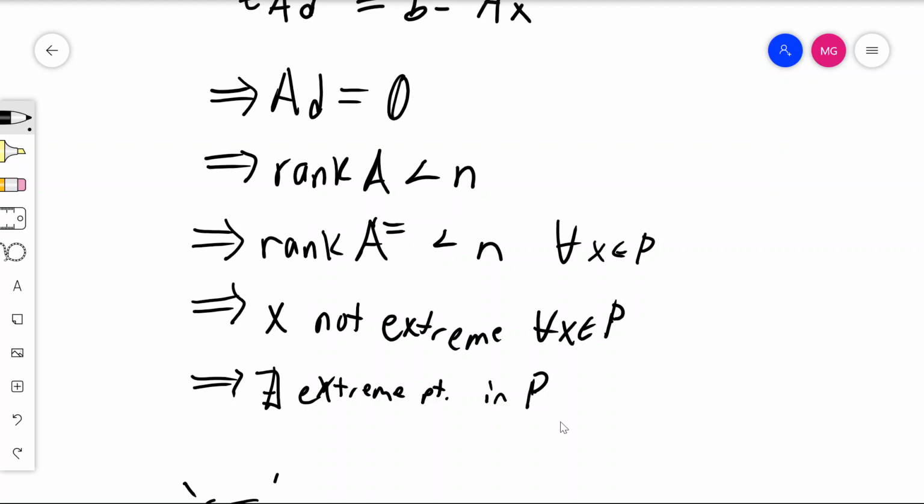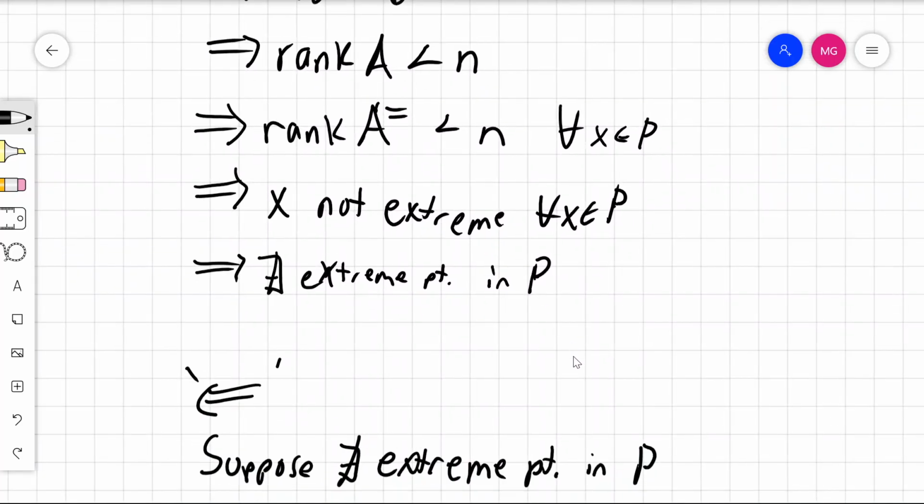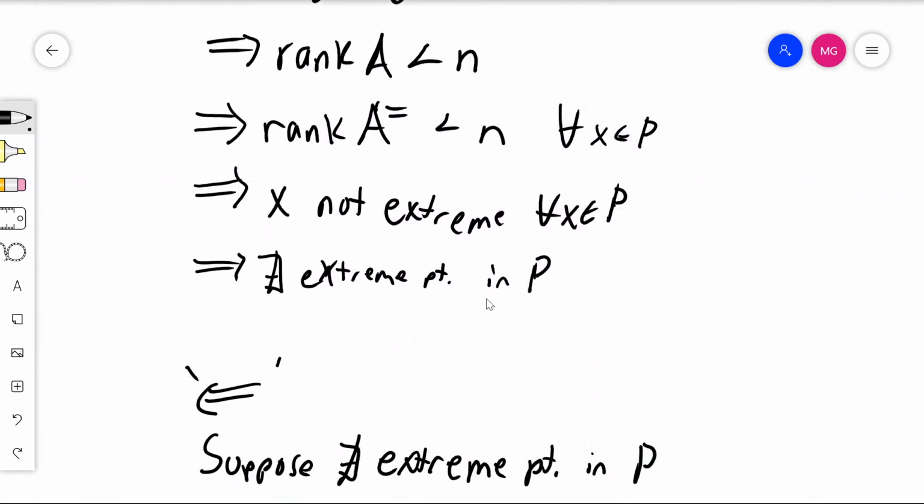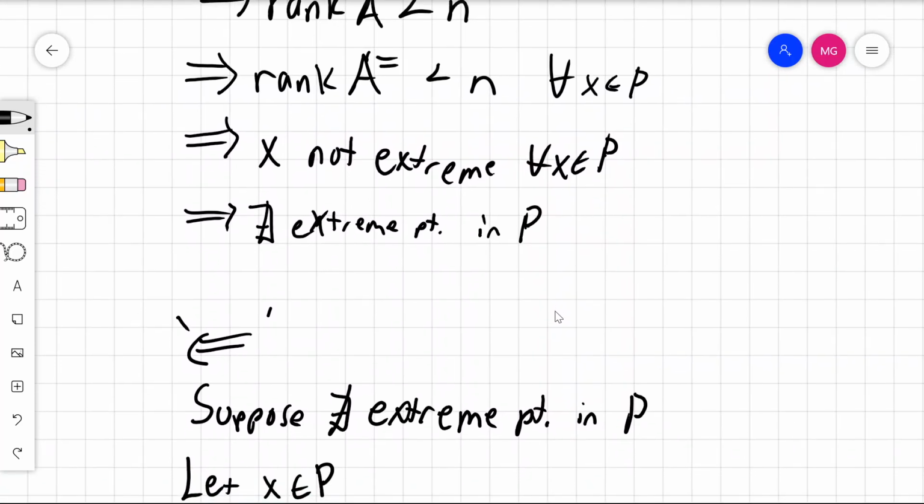So we just proved that, starting from the fact that the polyhedron did contain a line, that line had to move in the direction of a null space vector, and that guaranteed us that the rank of the matrix was too small, and that meant that there were no extreme points. So that's what just happened there. So lines mean there's no extreme points.